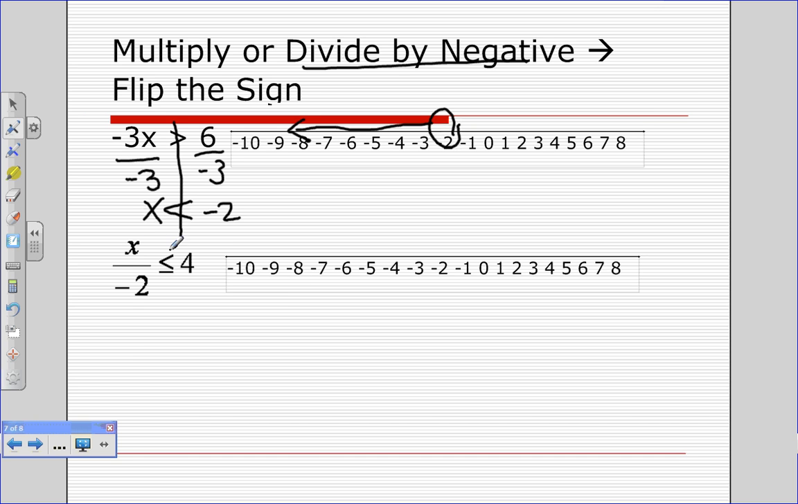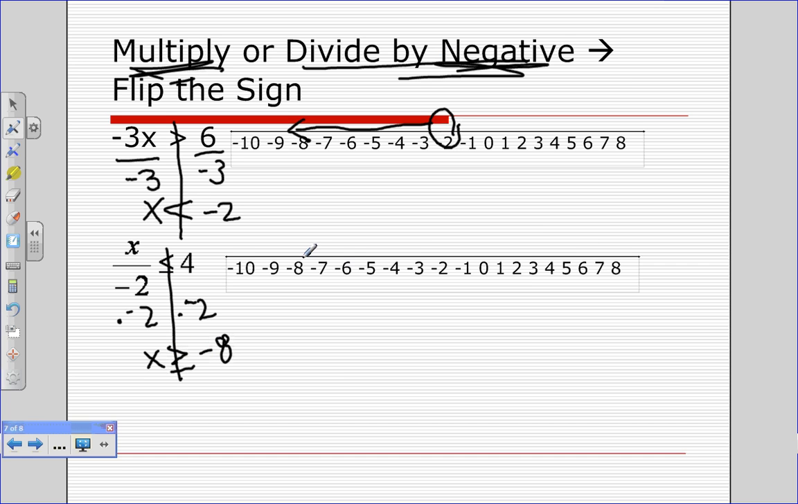Trying one more. Draw our line down. To get rid of divide by negative 2, we multiply by negative 2. And we have x and negative 8. Here we multiplied by a negative, so we still have to flip the sign. It started out with less than or equal to, so we're going to make it greater than or equal to.